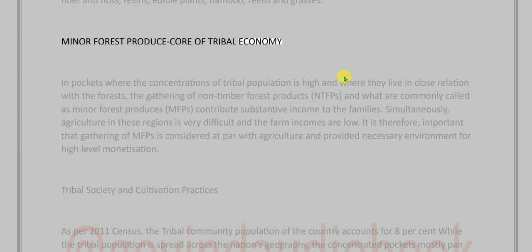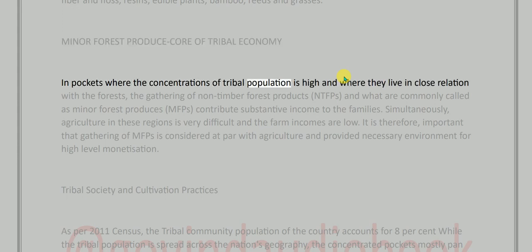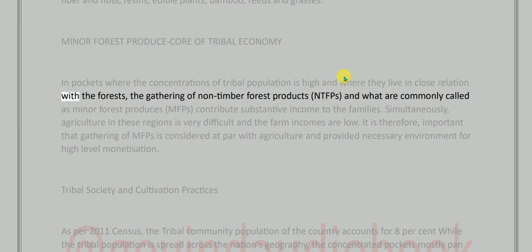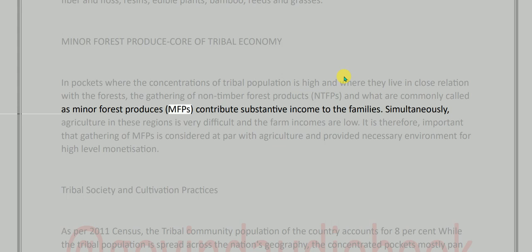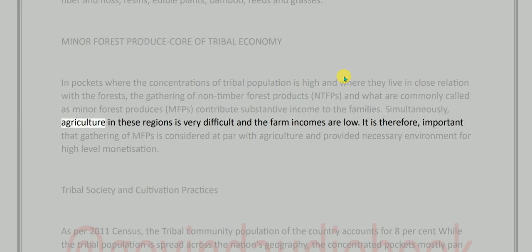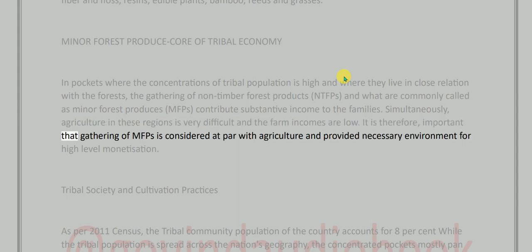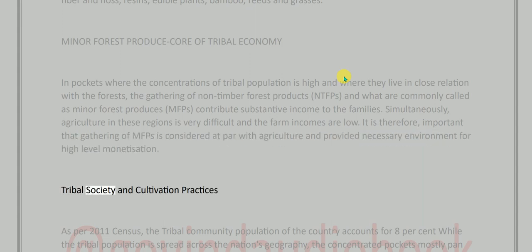Minor forest produce: core of tribal economy. In pockets where the concentration of tribal population is high and where they live in close relation with the forests, the gathering of non-timber forest products, NTFPs, and what are commonly called minor forest produce, MFP, contributes substantive income to the families. Simultaneously, agriculture in these regions is very difficult and the farm incomes are low. It is therefore important that gathering of MFP is considered at par with agriculture and provided the necessary environment for high-level monetization.